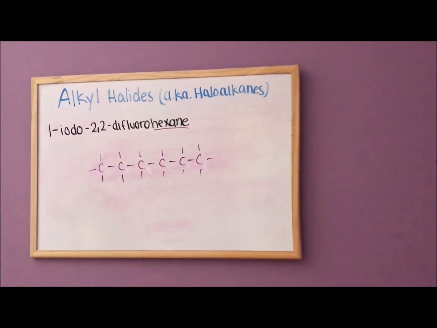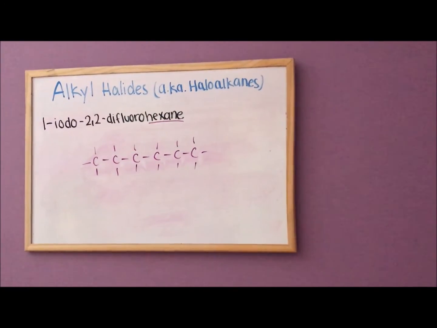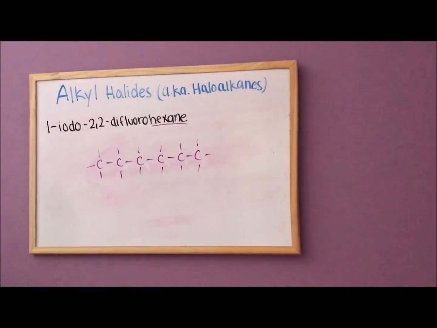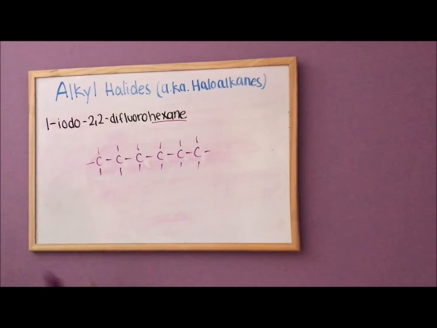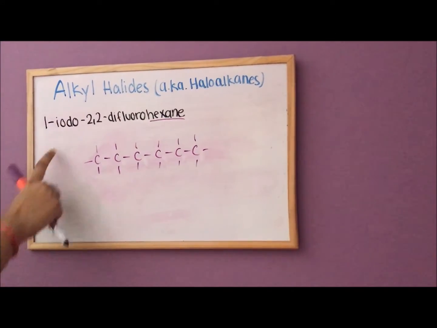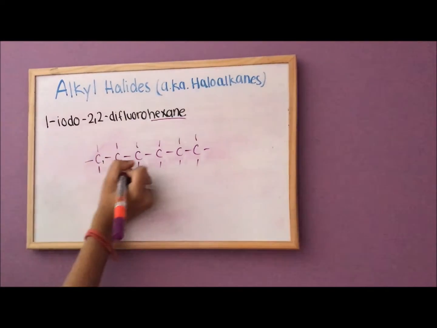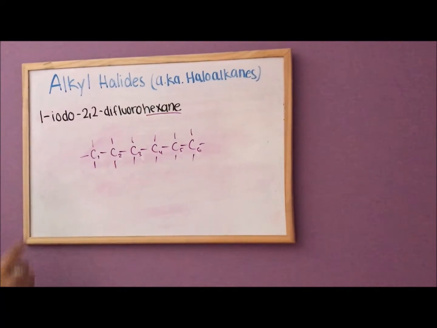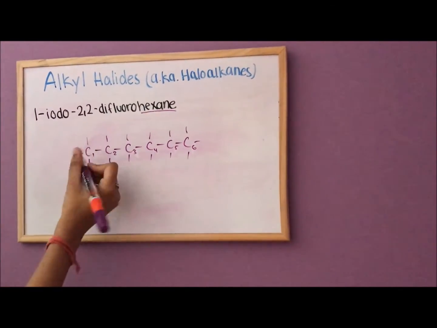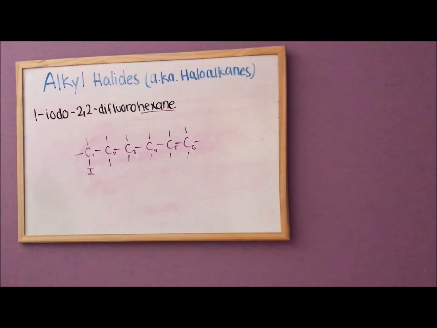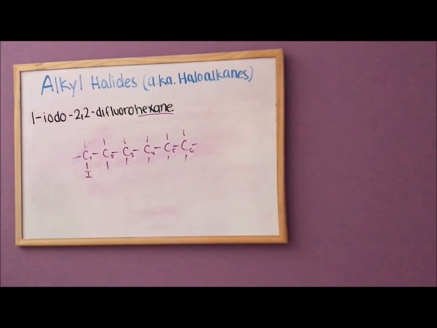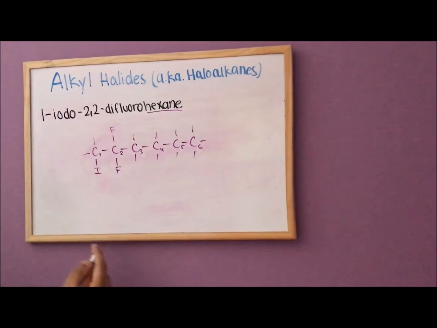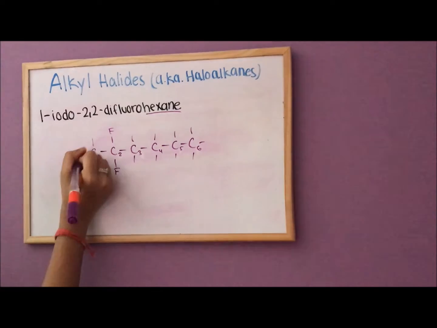So if we were given 1-iodo-2,2-difluorohexane, we could write the structural diagram with the help of the name. Using hexane, you know it's a 6-carbon chain, a single-bonded 6-carbon chain. Then you take 1-iodo, which would tell you that, after you number them, the iodine would be located on the 1st carbon. And then it says 2,2-difluoro, which means there's going to be 2 fluorines on the 2nd carbon. And the rest of the blank spaces are going to be filled by hydrogen.